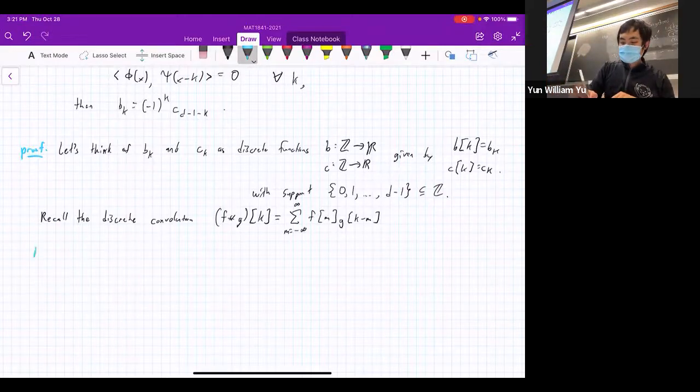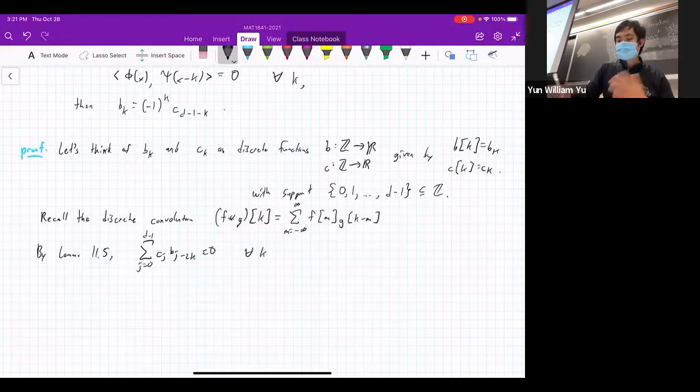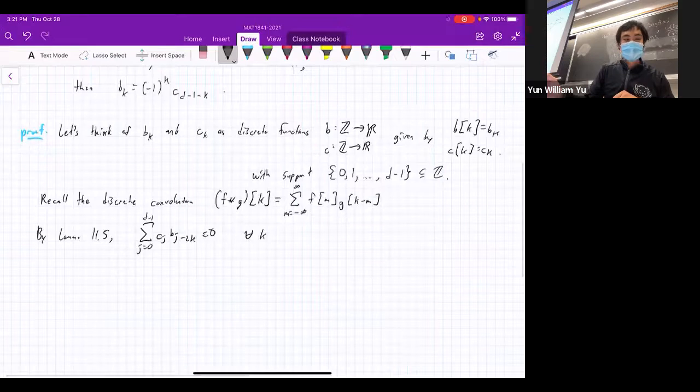So let's first recall a couple things. By lemma 11.5, we know that the sum from j equals 0 to d minus 1 of cj bj minus 2k is equal to 0 for all k. Okay, let's just recapitulate the statements.